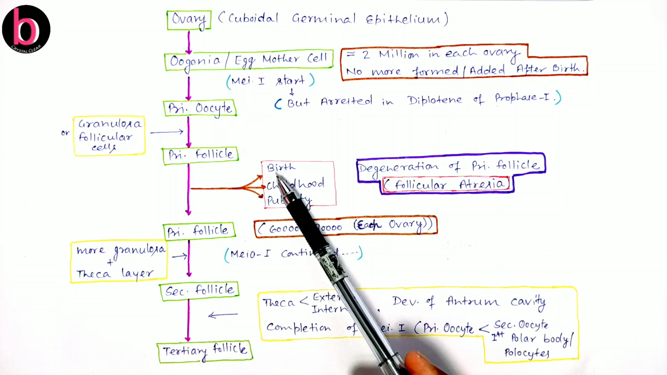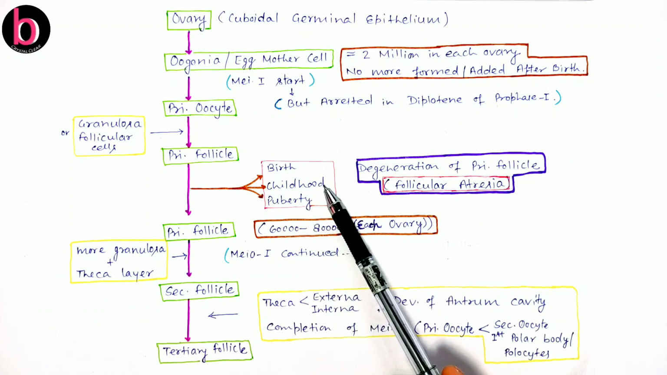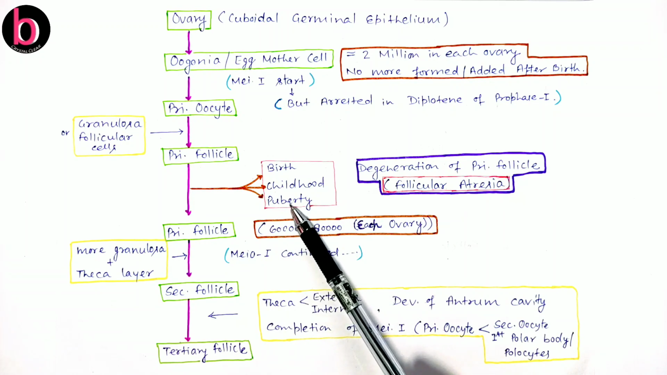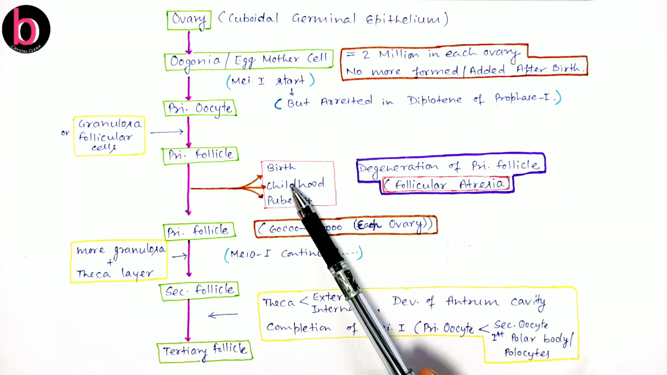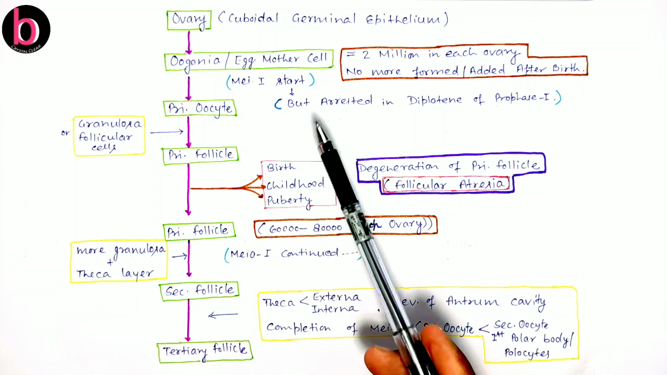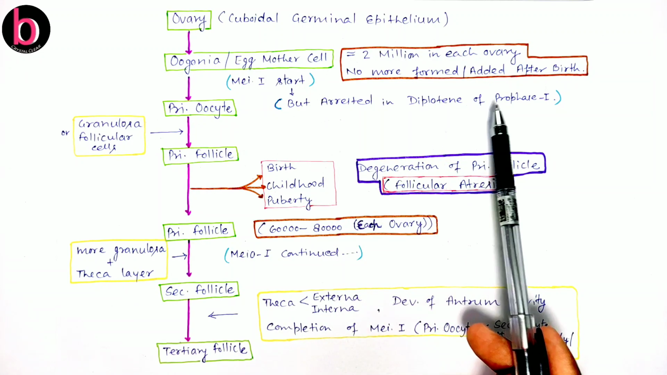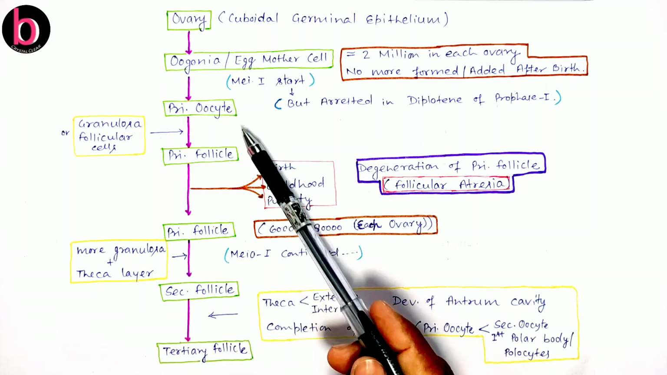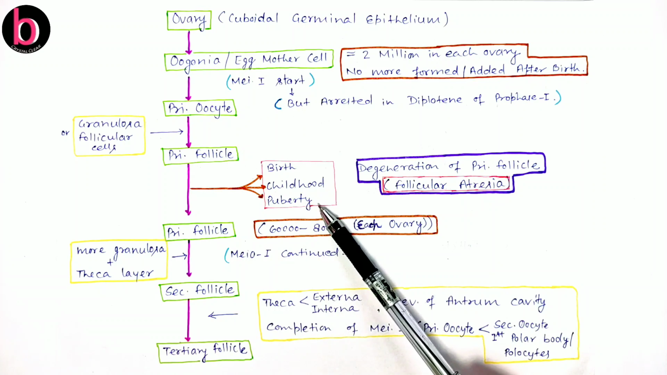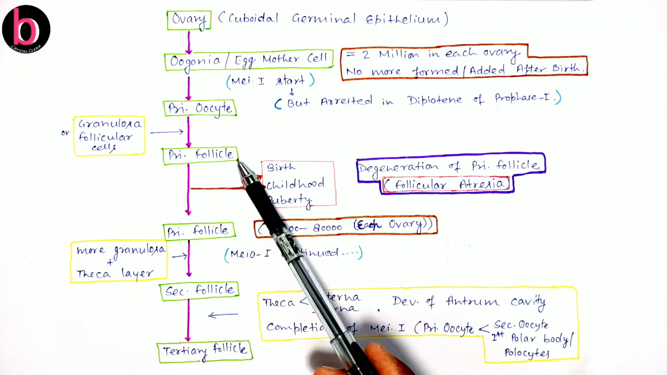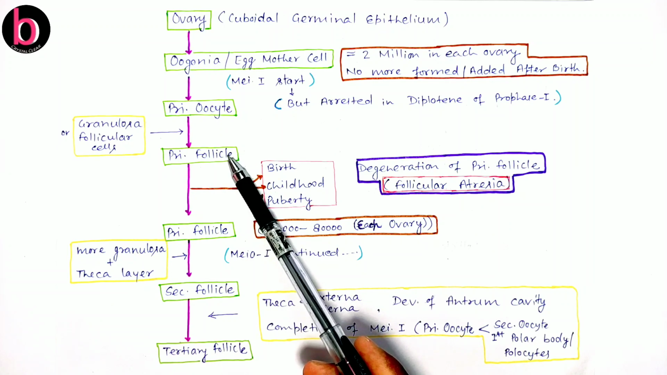After that there will be birth, then the childhood phase, and then puberty. In the case of females, puberty starts at the age of 10 to 14 years. So when puberty comes, at that time this primary follicle further undergoes continuation of meiosis that was earlier arrested in the diplotene of prophase I, and during this period, from birth up to puberty, there will be a gradual decrease in the number of primary follicles.